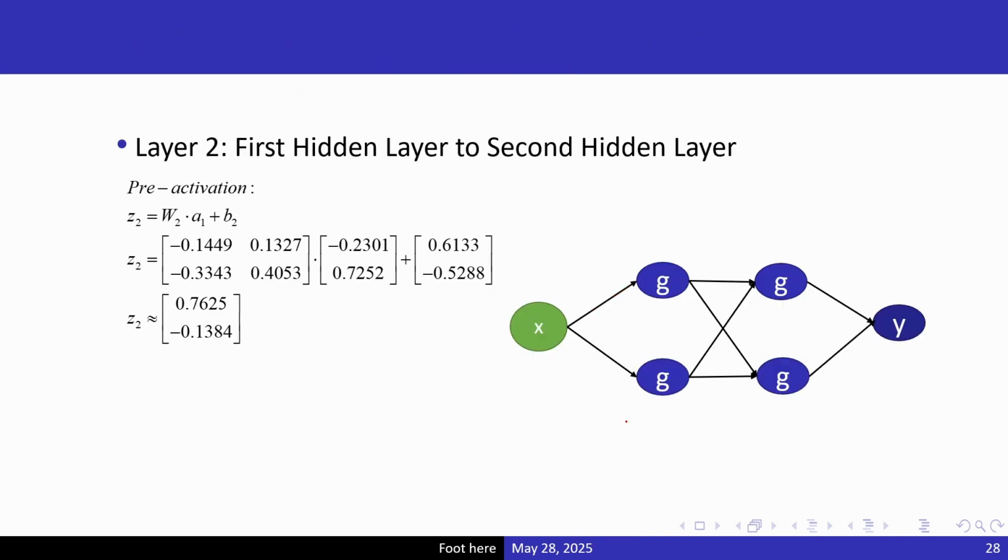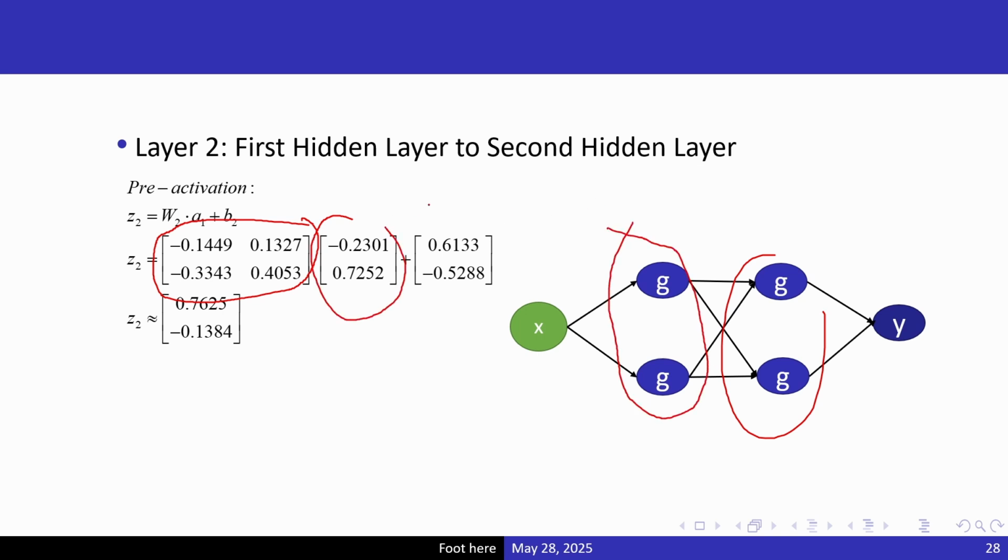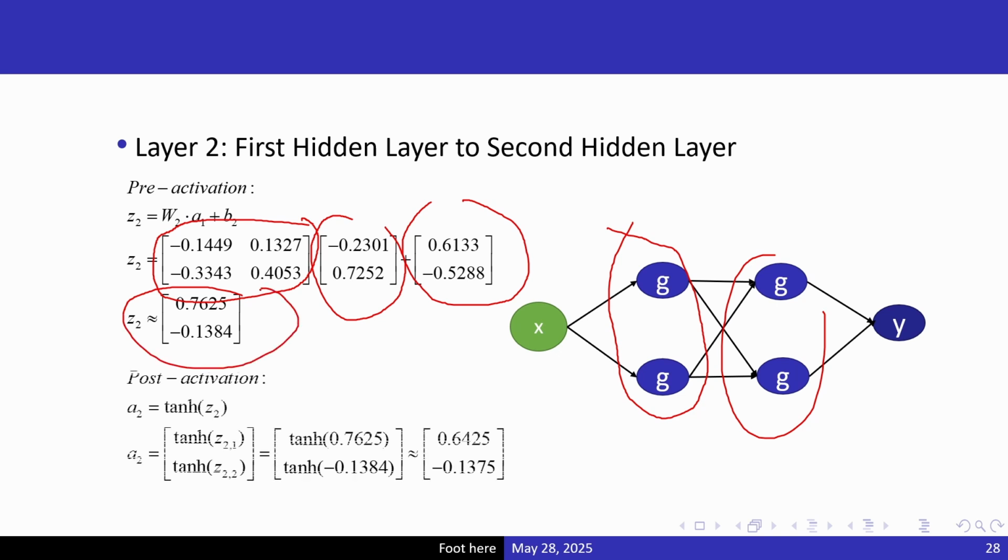The output of that will be passed through the next set of neurons. Here we have four connections, so we will have three parameters for the bias. This is the output of the first set of neurons, and this is the bias, which is a free variable. Once that is done, we get Z1, which will be fed to the activation function. Finally, we get this value.